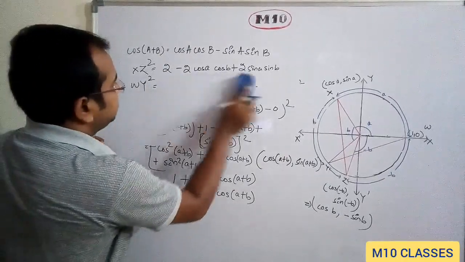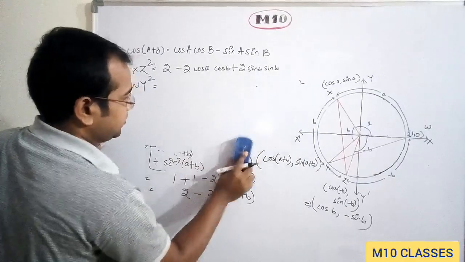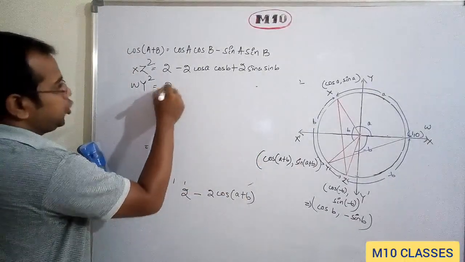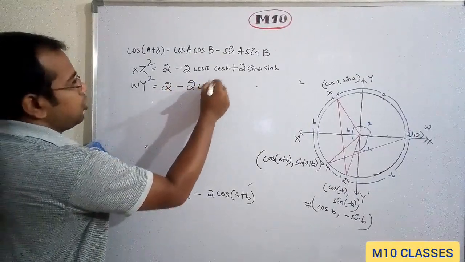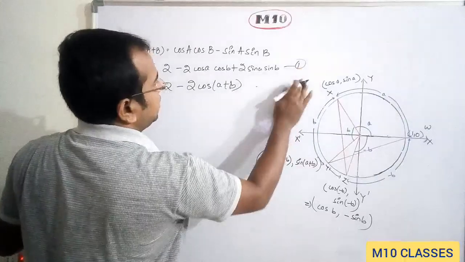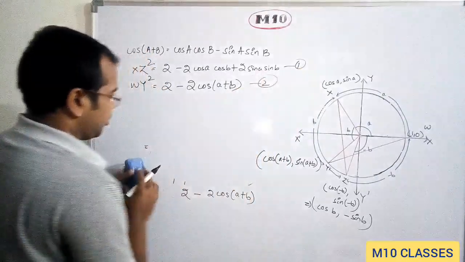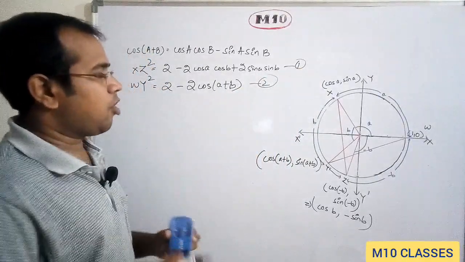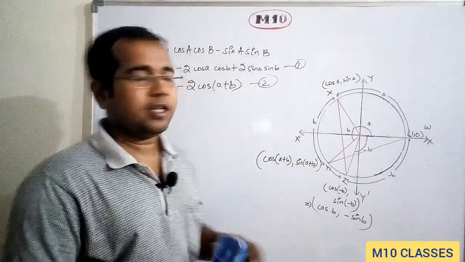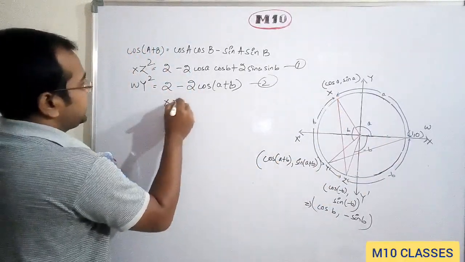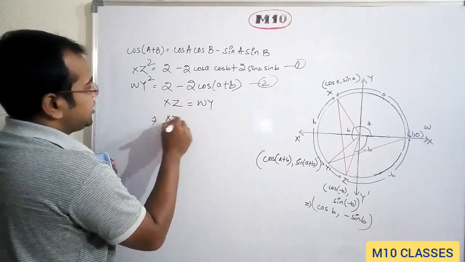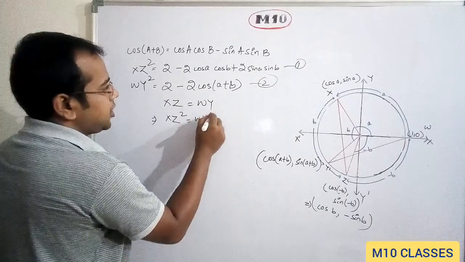wy square is nothing but 2 minus 2 cos(a plus b). Now you are getting this 2. This is 1, this is 2. Okay. Now students, we have already seen that xz and wy are equal. So if xz equals wy, that means xz square equals wy square.